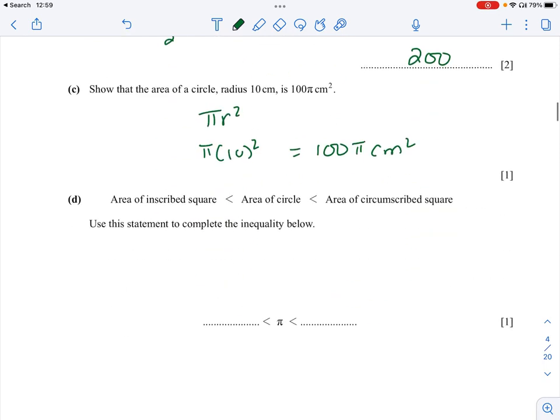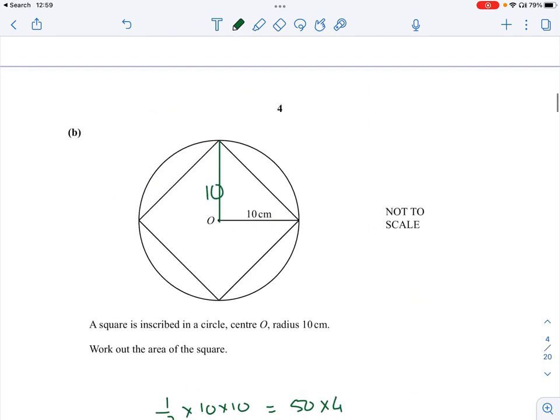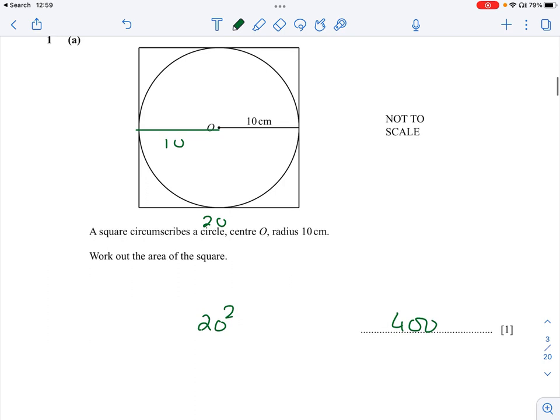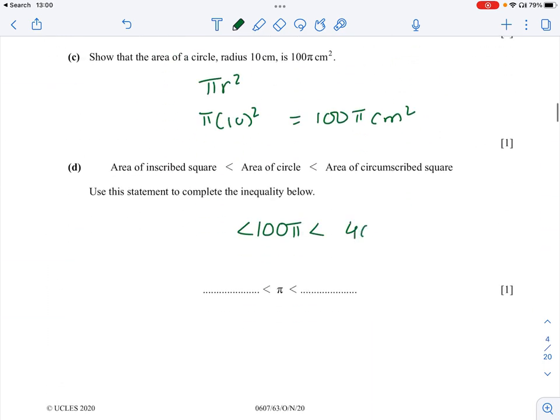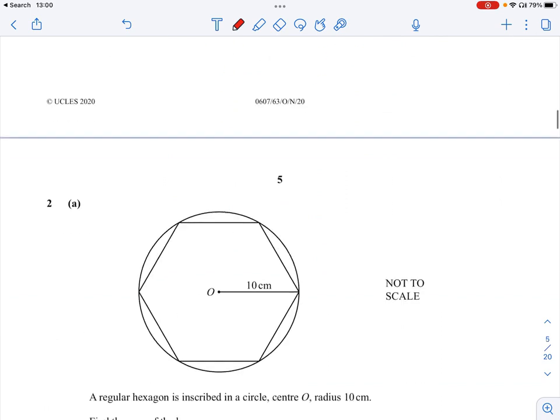He's telling us to use this statement to complete the inequality below. Area of the circle, we got it as 100 pi. Area of the circumscribed square is 400. Area of the inscribed square is nothing but what? 200. So now what can we do? We can cancel two zeros, two zeros. So what do I get? 2 is less than pi is less than 4.